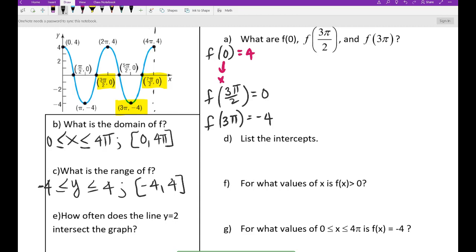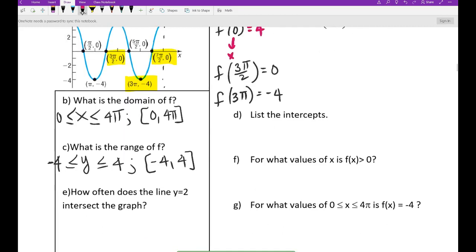Very good. By the way, if someone writes this as an answer, will that work? No. Does it make sense? No, right? Y is greater than negative 4, but greater than 4, so make sure the inequality symbol goes the same way. Okay. Perfect.